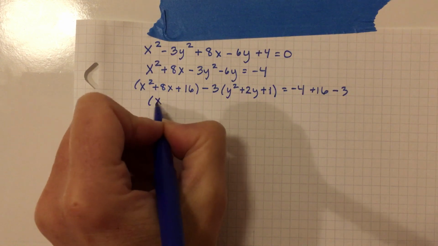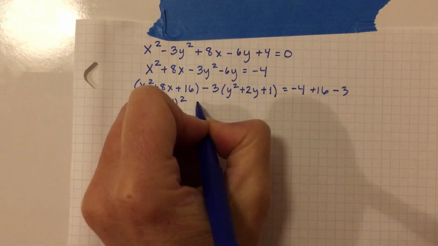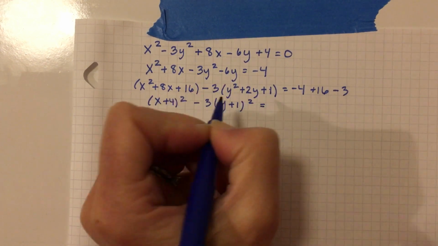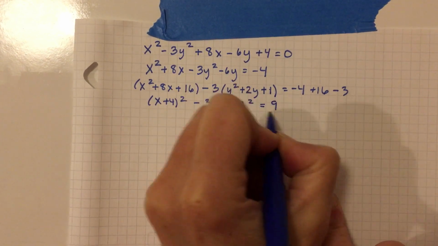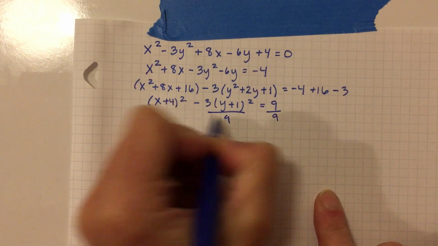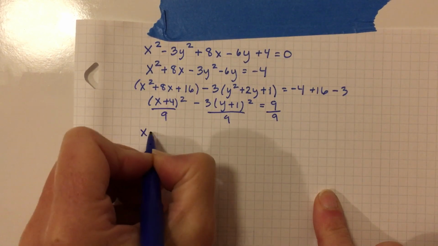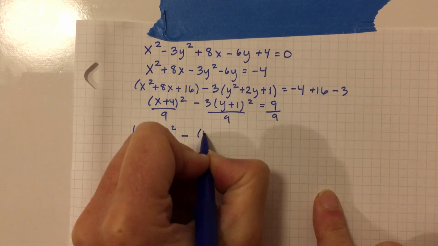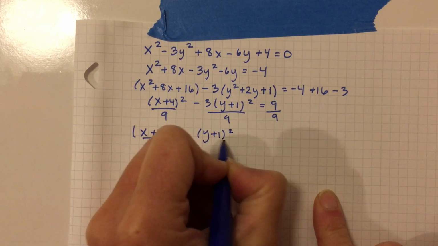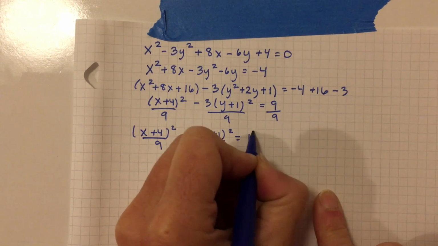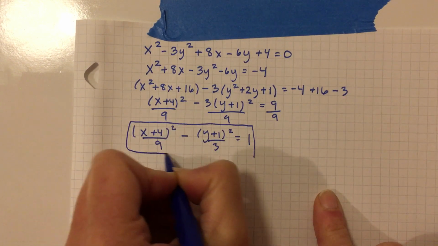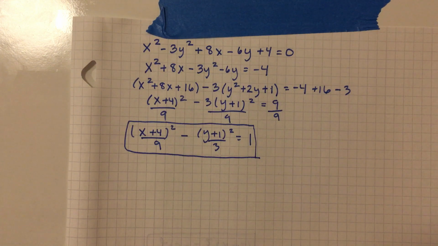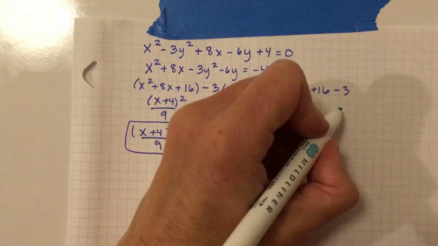All right, and then you factor. Okay, and then you add, that's 12, minus 3 is 9. And then, of course, it has to equal 1. So our equation is x plus 4 squared over 9 minus y plus 1 squared over 3 equals 1. Okay, so let's go ahead and graph this guy. Draw my axis.